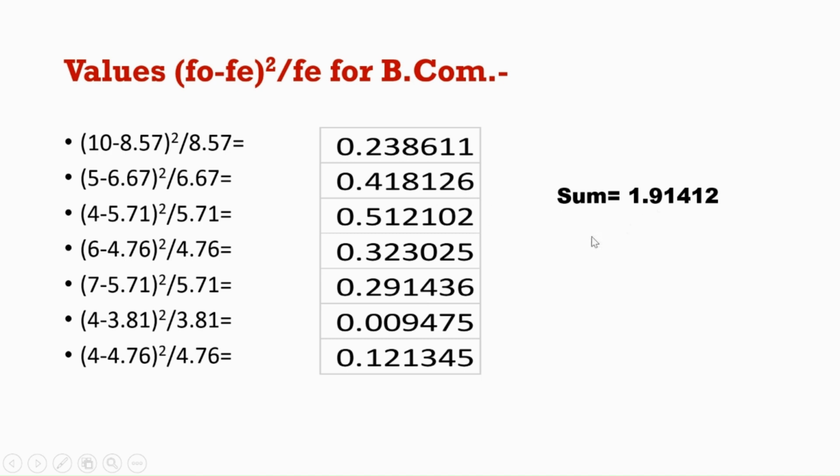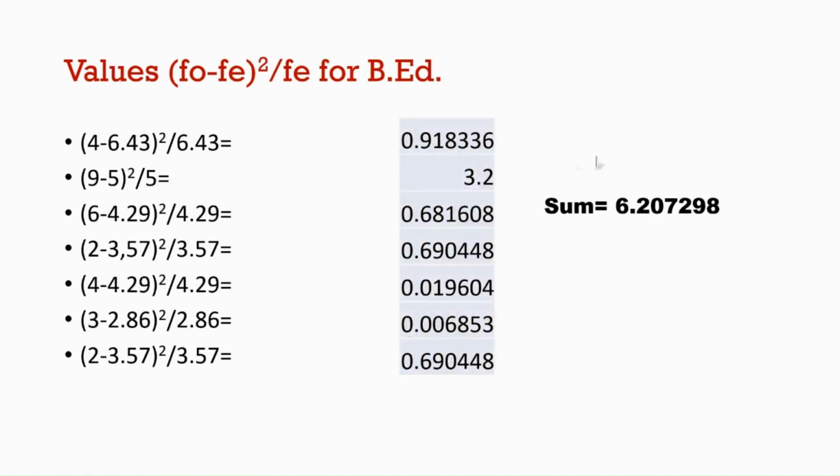1.91412. Similarly, for the B.Ed course, we also get the value of (FO minus FA) squared divided by FA for all the categories, and we sum it and we find the value 6.207298.